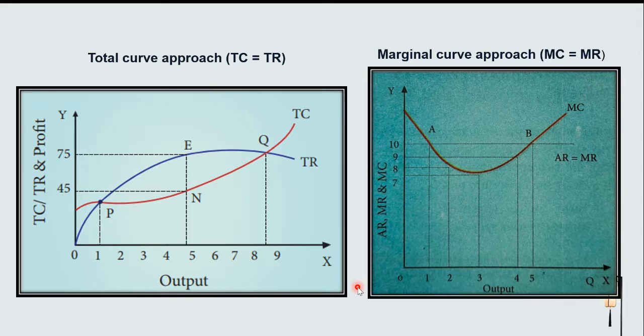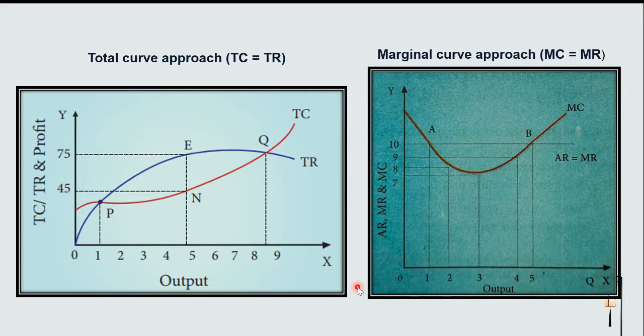Only if you find out the total revenue and the total cost, you can find out whether the firm is making a profit or a loss. So the difference between the total cost and the total revenue gives you the profit. If total revenue is greater than total cost, then it is a profit. If the total cost is greater than the total revenue, then it will be a loss. So equilibrium is obtained at a point where the maximum difference between the TC and TR occurs.